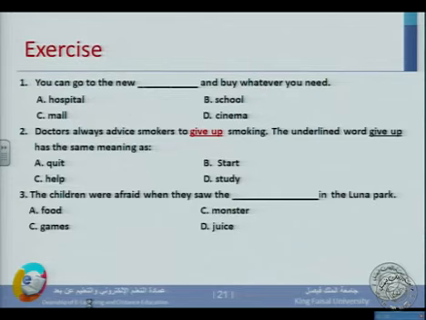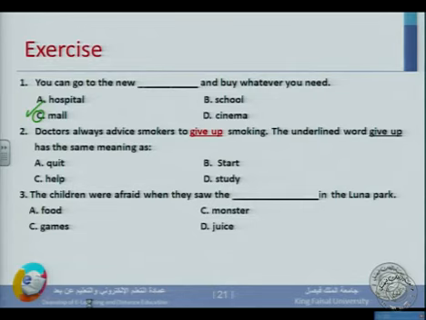Here in the exercises, you can use all of these. You need to remember the meanings and the words themselves, so you can use them in these sentences. You can go to the new blank and buy whatever you need. Hospital, mall, school, cinema. Where do you buy things? You buy things in a mall. Do we buy in the hospitals, or in the school, or in the cinema?